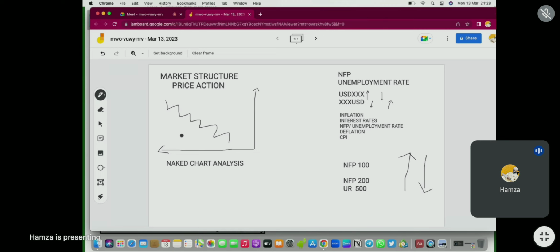Now, what I want you to understand is why I classified last week's NFP print as a peculiar one. It is because another high impact news was also released at the same time.